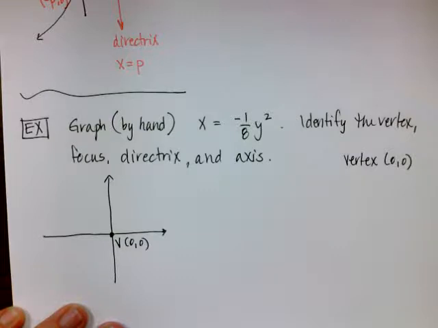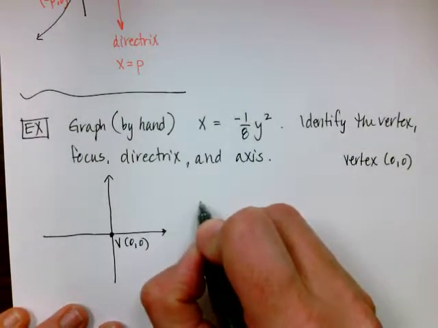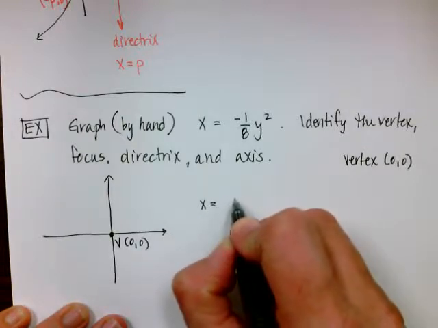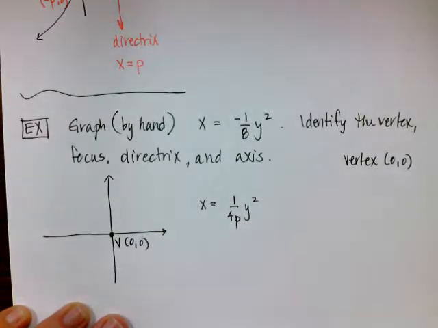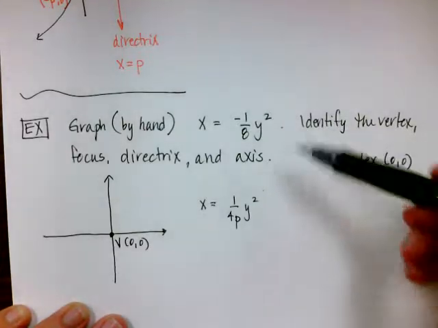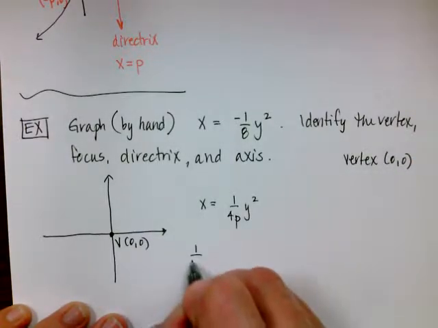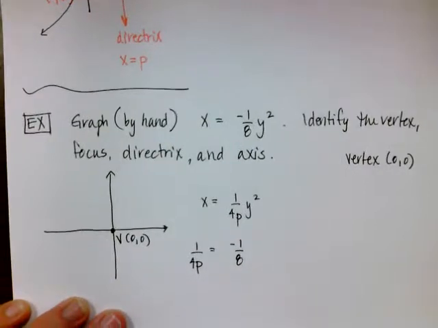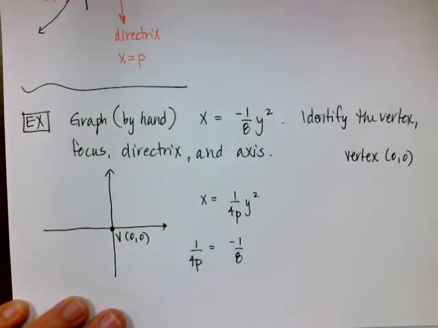All right, so the next thing that I have to do is find my focus. Well, I know that the standard equation for the one that opens to the left is x is equal to, and I'm just going to write 1 over 4p y squared, okay? So notice the similarities between these two equations. So now I can say 1 over 4p is equal to a negative 1 over 8. I chose not to include the negative because I can manage the formula and it will help me.